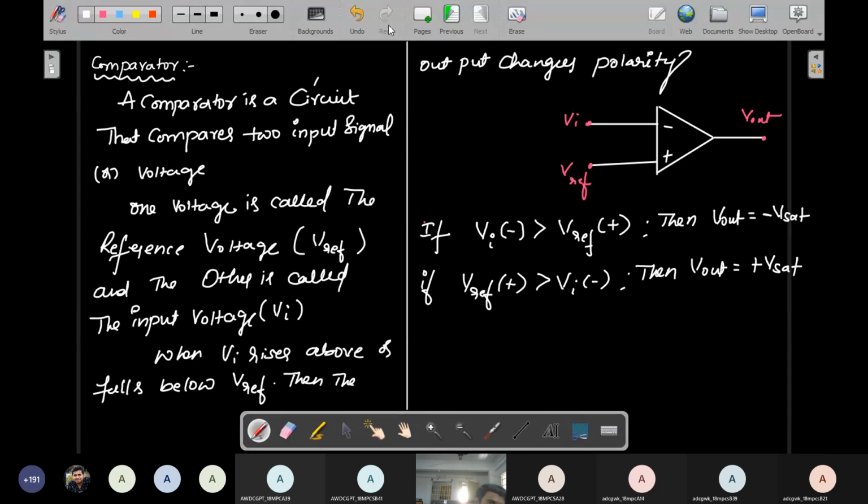Okay, so right. On the next page I'll write how this comparator works in different cases. So I'll move to the next page. First, case one: the inverting comparator. Right now I'm considering the inverting comparator.